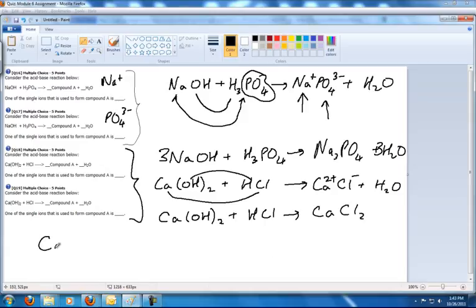If you want to look at a picture of what that looks like, it would be Ca2+ and then Cl- and Cl-. And you can see that all balance out, -2 and +2. And that's plus H2O. Now we can go ahead and balance out the entire reaction.